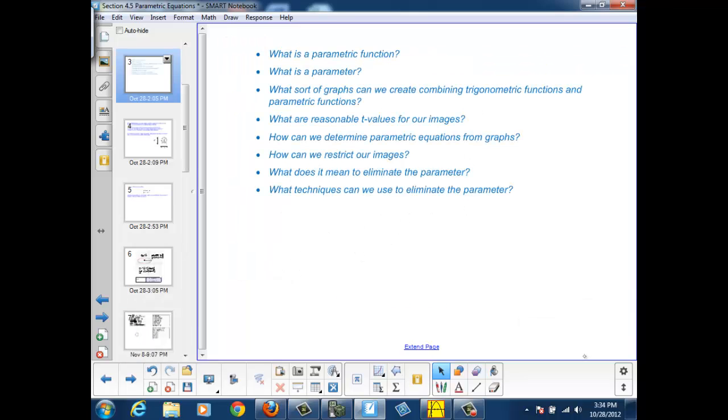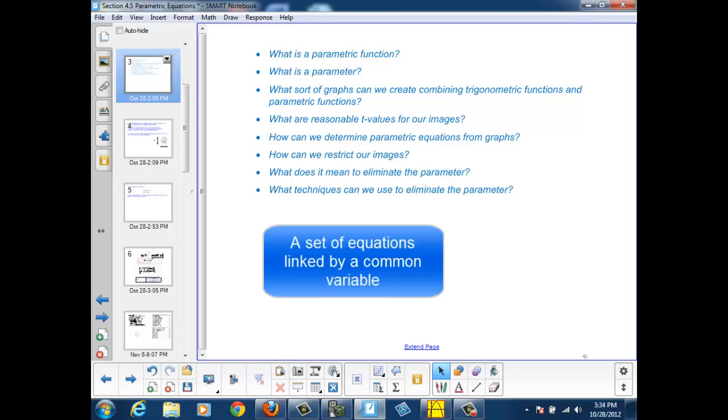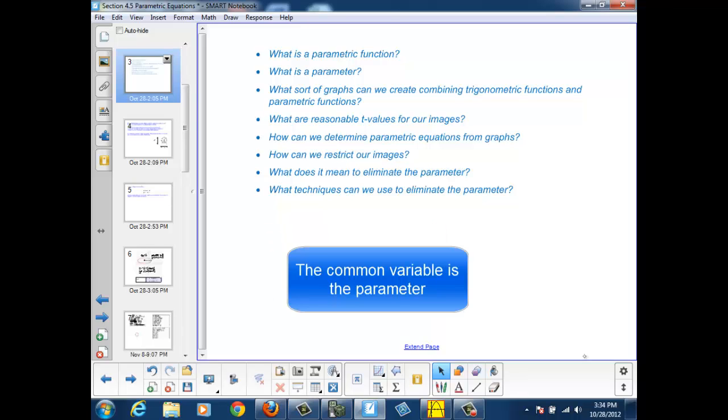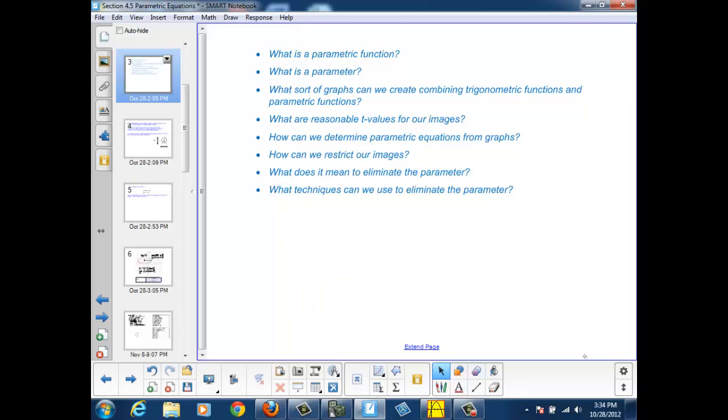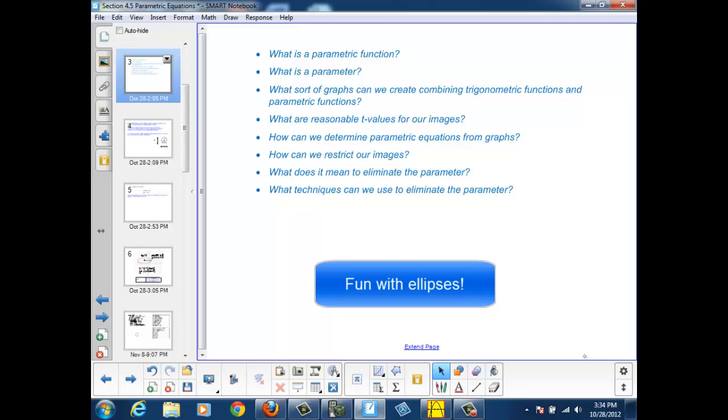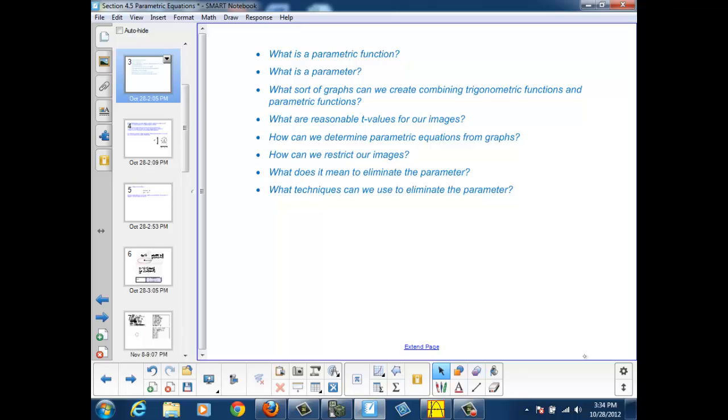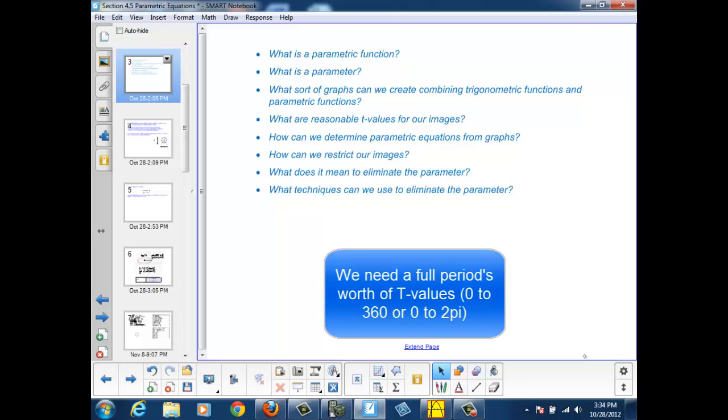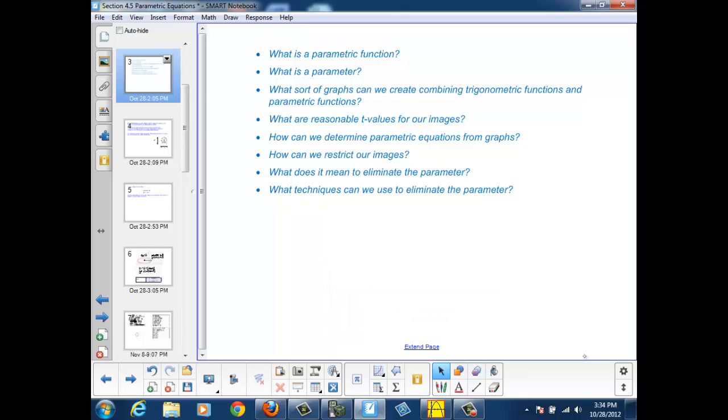Now let's just review our questions to make sure we've answered them all. First of all, what is a parametric function? Well, it's a set of equations that are linked by a common variable to describe independent behavior. That common variable is called the parameter. And we've seen that we can generate ellipses by combining trigonometric functions and parametric functions. If we're going to generate these images, we will generally use a full revolution's worth of information. So 0 to 360 degrees or 0 to 2 pi.